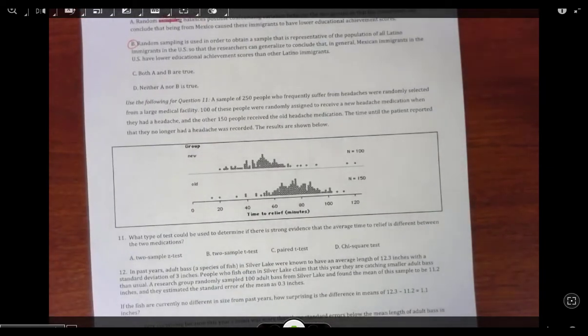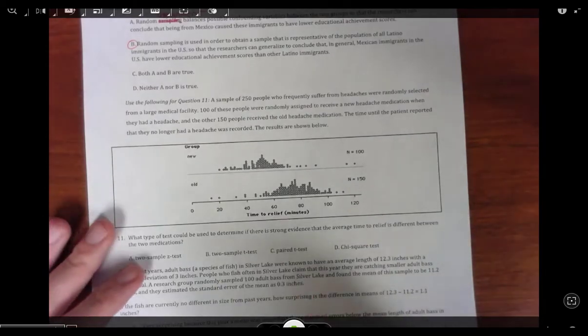11 says a sample of 250 people who frequently suffer from headaches were randomly selected from a large medical facility. 100 of these people were randomly assigned to receive new headache medication when they had a headache, and the other 150 people received the old headache medication. The time until the patient reported that they no longer had a headache was recorded. The results are shown below. We want to know what type of test could be used to determine if there's strong evidence that the average time to relief is different between the two medications.